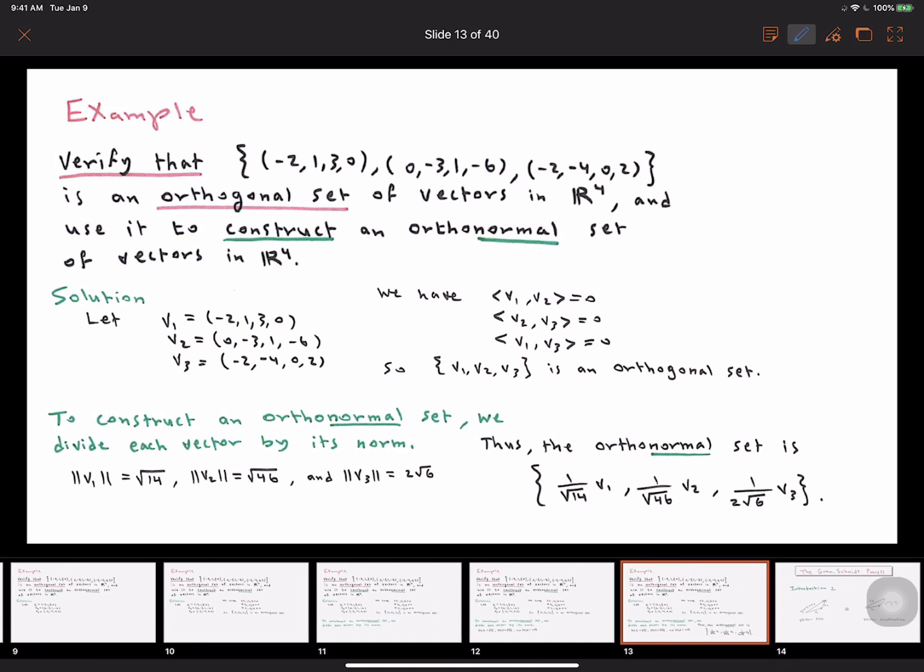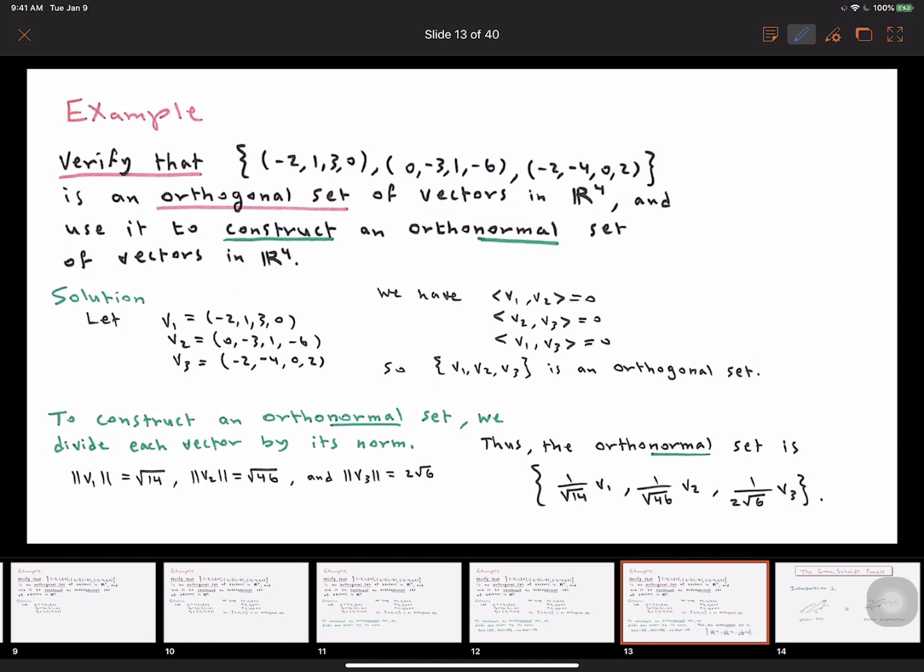Now, the orthonormal set will be V1 divided by its magnitude, or its norm. Same thing for V2, same thing for V3. Now, this is called an orthonormal set of vectors. Now we come to a new topic to take advantage of the benefit of orthogonal sets, which means if they are orthogonal, they're going to be independent.